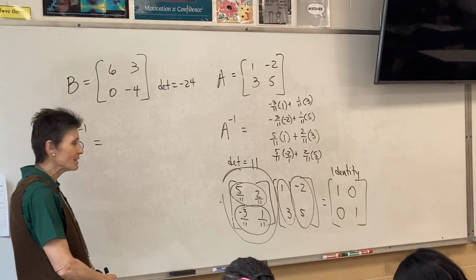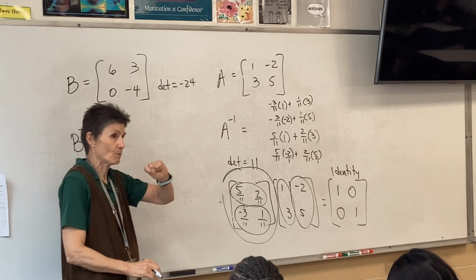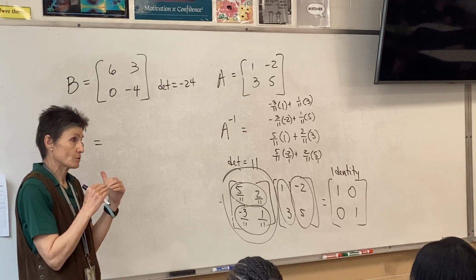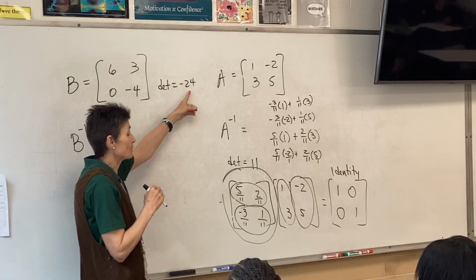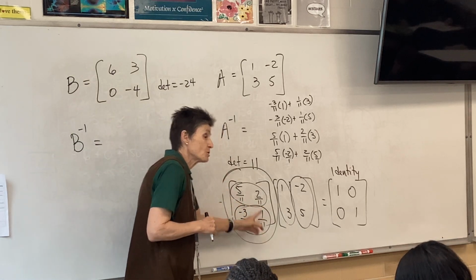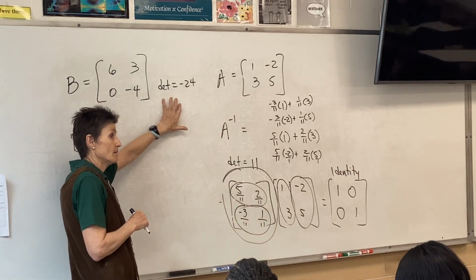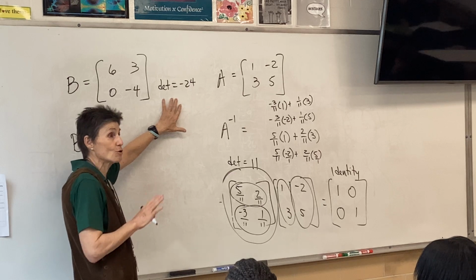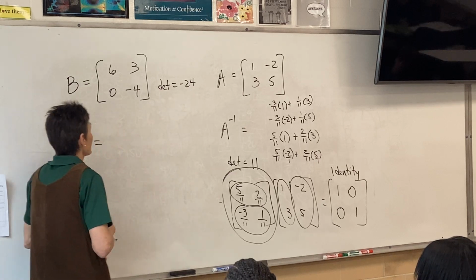If you happen to do the determinant and get 0, then you know there won't be an inverse, because if that number is a 0, you can't divide by it. So if by chance you get a determinant that's 0, you have what's called a non-invertible matrix. There's no inverse. Okay.